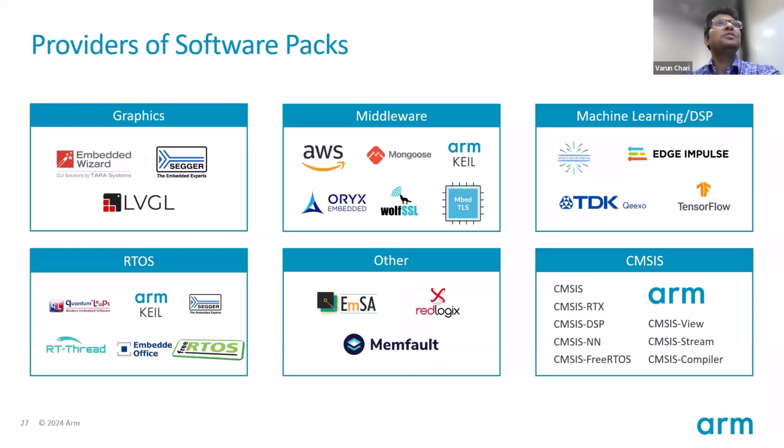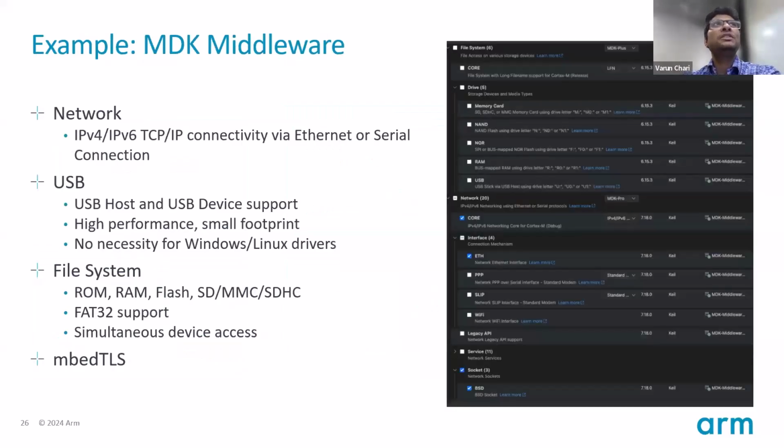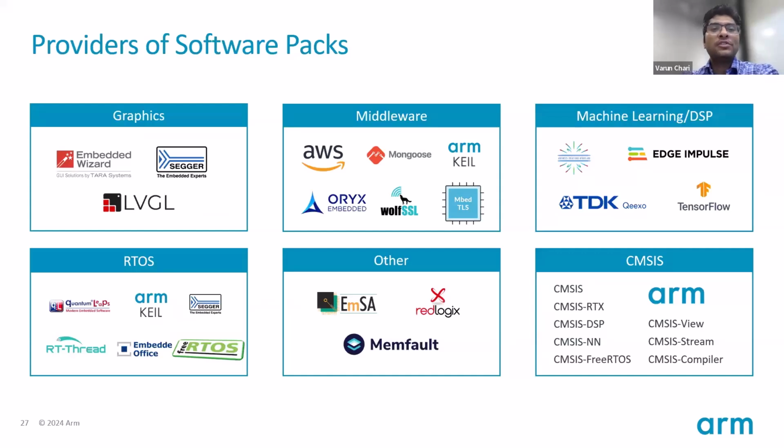Going forward, this is the basic overview of the CMSIS packs and middleware, how you can configure those middlewares and use them in your application while developing an embedded application. There are a lot of software packs provided for different use cases. For graphics, we have CMSIS packs from LVGL, Embedded Wizard, and Segger. There is a lot of middleware from AWS, especially around FreeRTOS TCP, FreeRTOS OTA, and MQTT agent, to provide connectivity to the cloud.